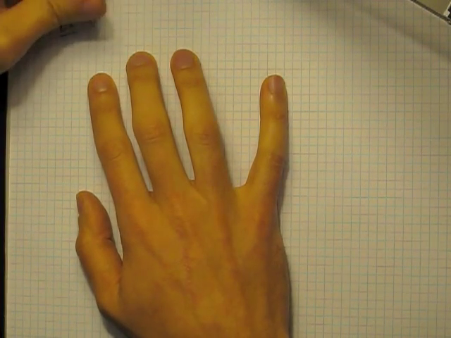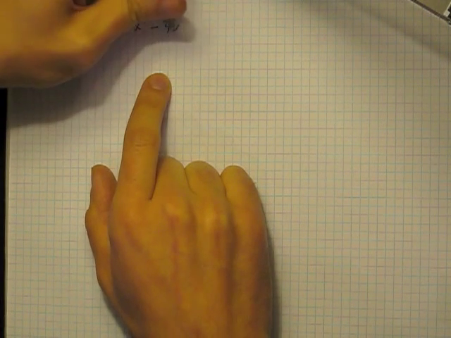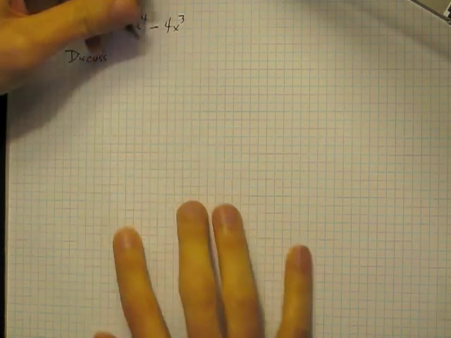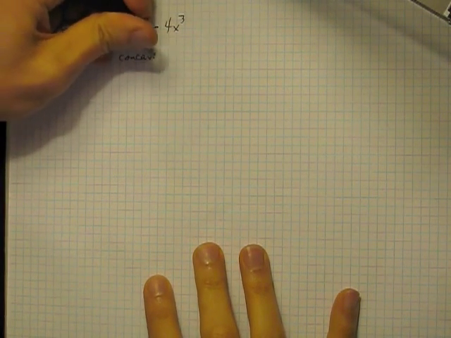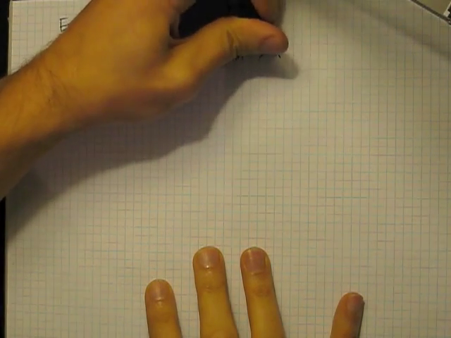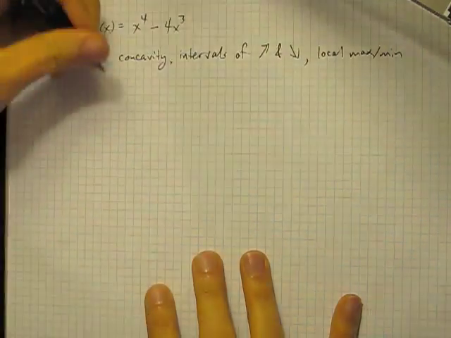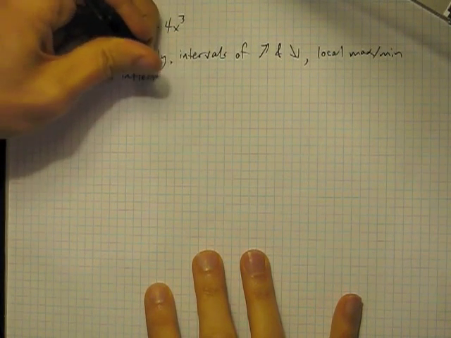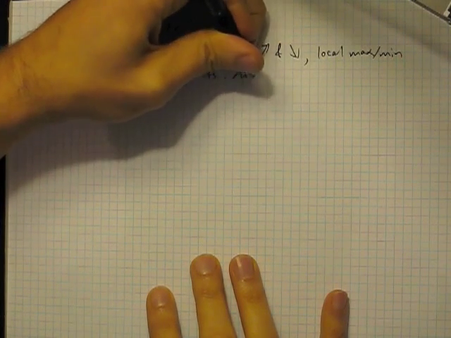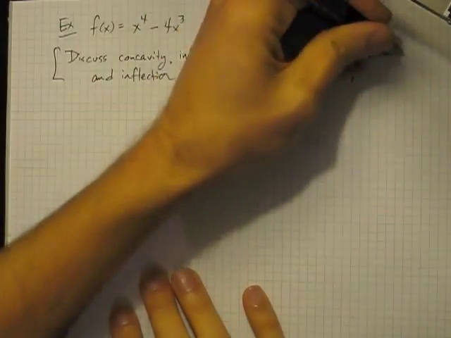So example, f of x equals x to the 4th minus 4x cubed. And the question here is discuss concavity, intervals of increasing and decreasing, local maxima and minima, and inflection points. And then sketch the curve. So this is our task.